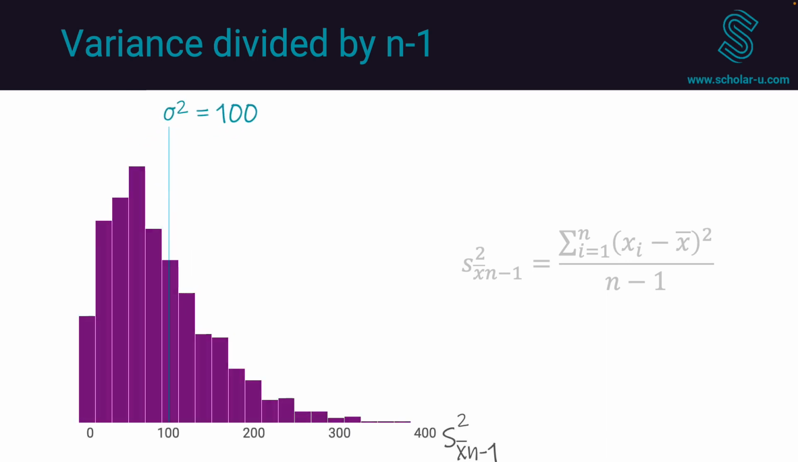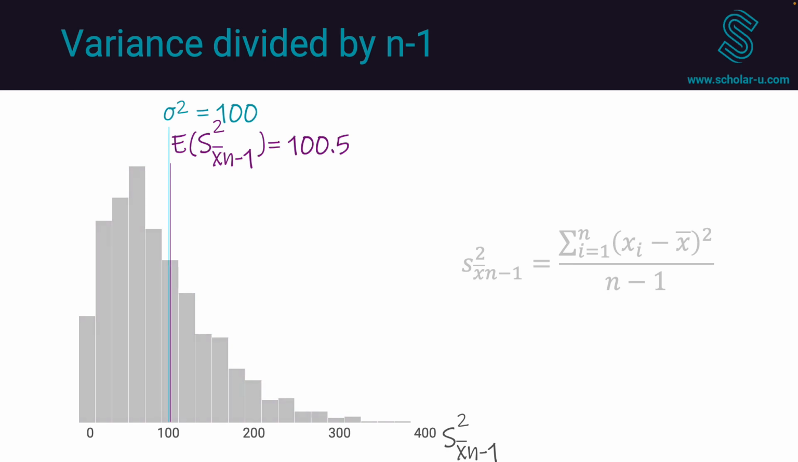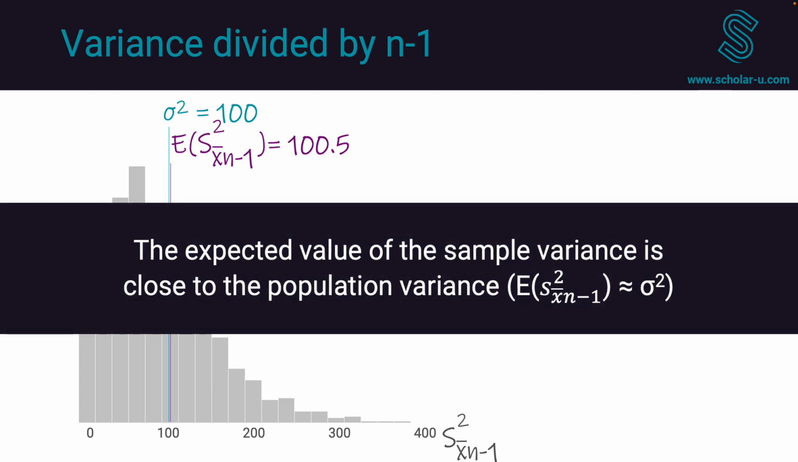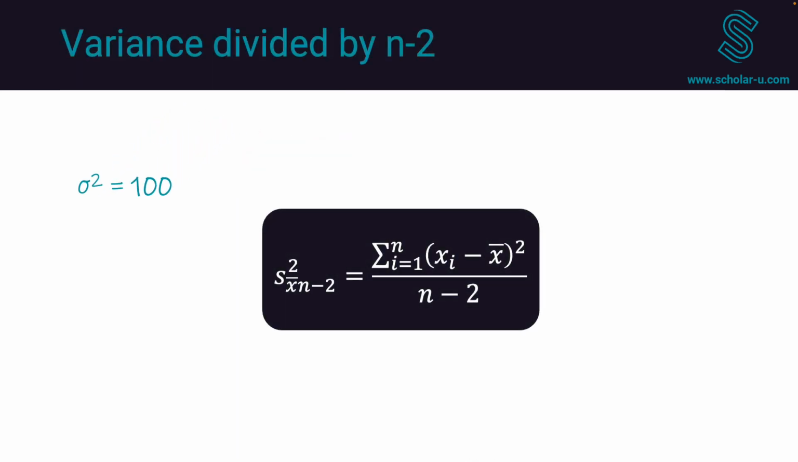Upon calculating the expected value from the histogram, we arrive at a value of 100.5, remarkably close to the population variance. This brings us to the following conclusion. The expected value of the sample variance, utilizing the unbiased equation with a denominator of n-1, closely approximates the population variance. Let's conduct one more experiment using the following equation, where we use the denominator of n-2.